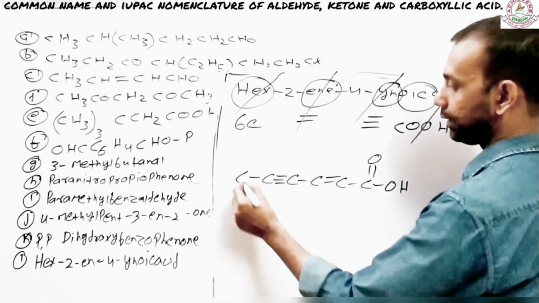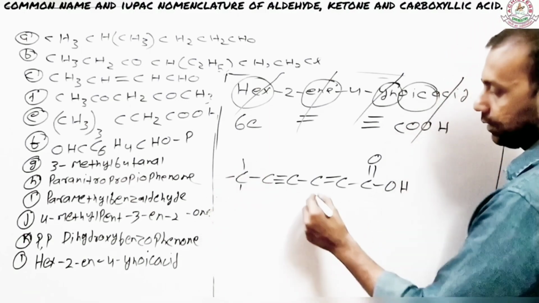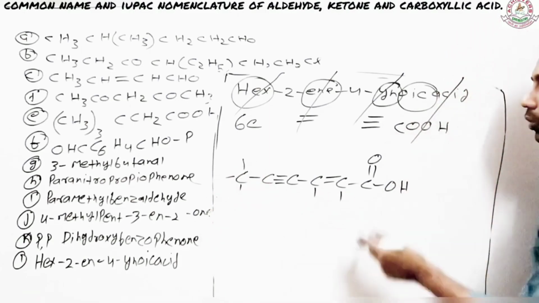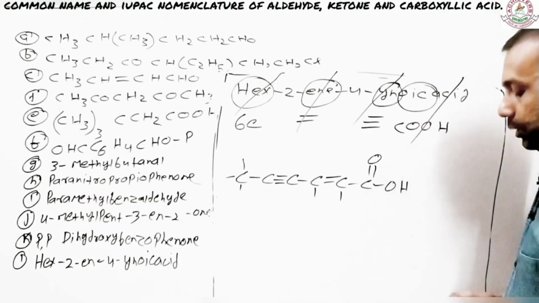Then you have to remember that there are some hydrogens you need to place, right? Right here and right here. So this is what you can do with your nomenclature part.